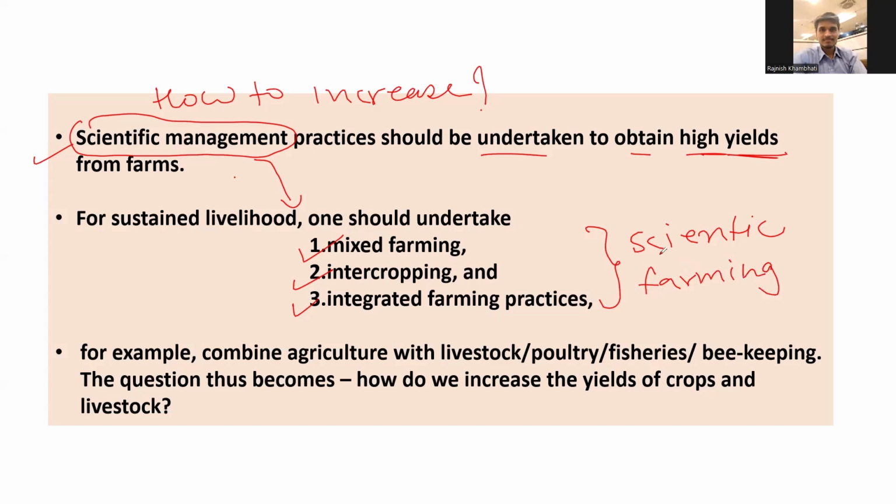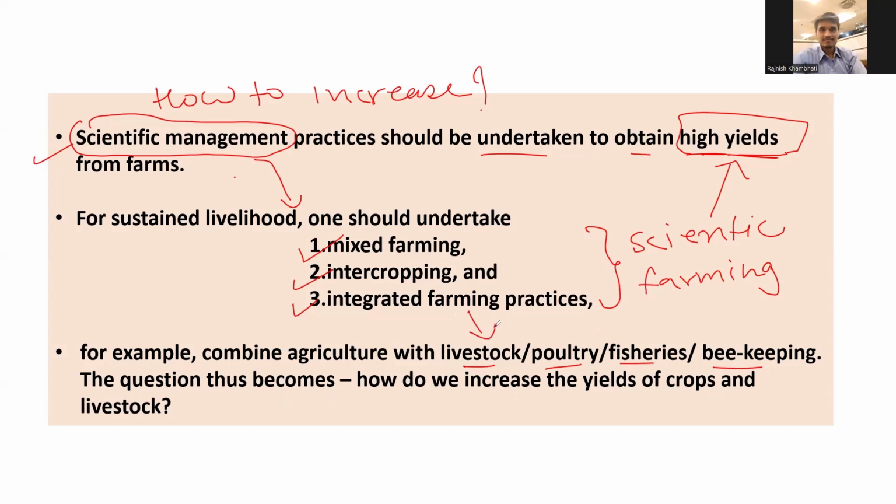What are these three topics? These three topics are scientific management of farming, meaning how to use science in farming so that we can get high yield. So simple. You do not have to do just hard work. We have to use science so that we can get high yield, and every farmer should use this. For example, combining agriculture with livestock, poultry, fishery, beekeeping. All these things we can do together along with the farming.